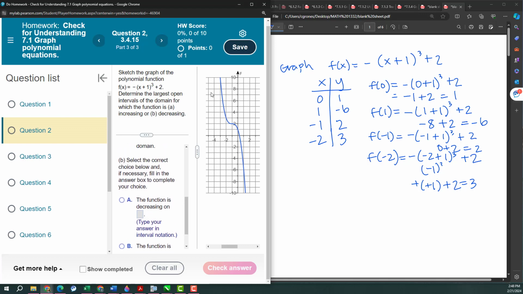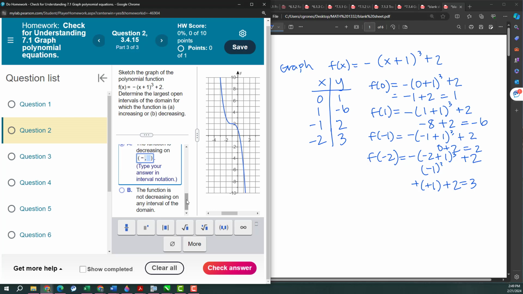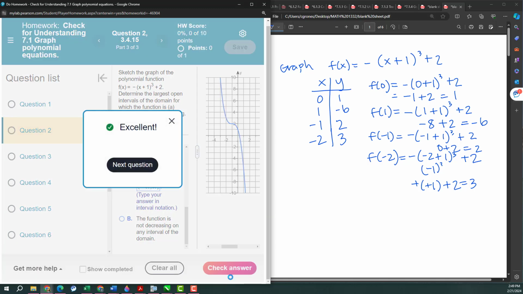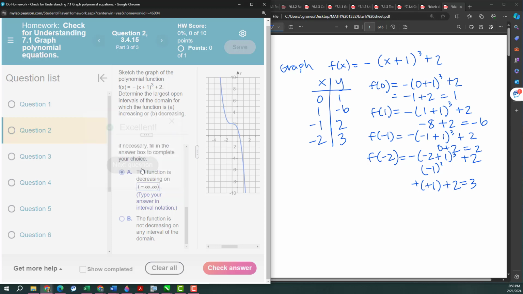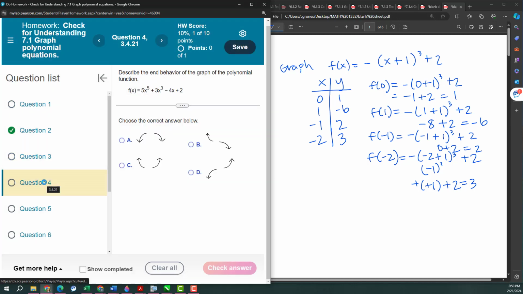The function is decreasing though. So we are decreasing infinitely, so it's going to be negative infinity to infinity. All right, so there is a question like that on the test. We're not going to do number 3. Number 4.